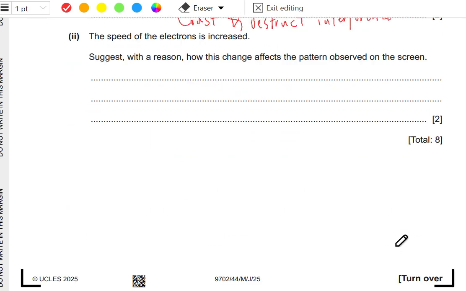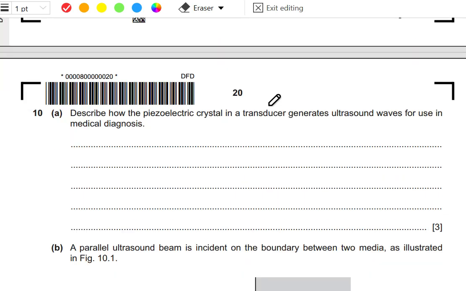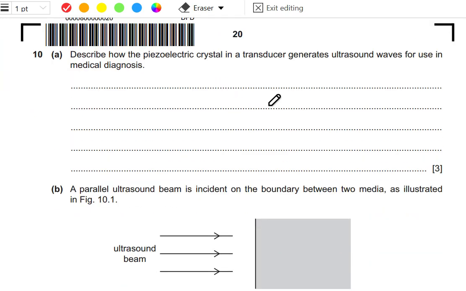Speed of electrons is increased, suggest the reason how this change affects the pattern observed on the screen. So as the speed increases, lambda decreases because momentum increases, and the relation between momentum and lambda is an inverse relation, so lambda decreases. And when lambda decreases, you remember from AS level, rings become closer, because distance to the ring is related to the wavelength used.